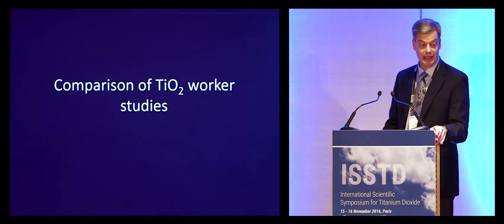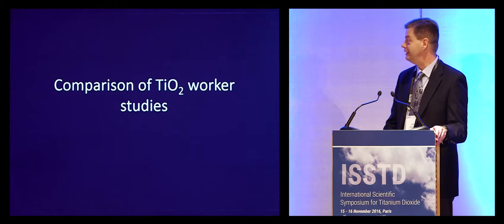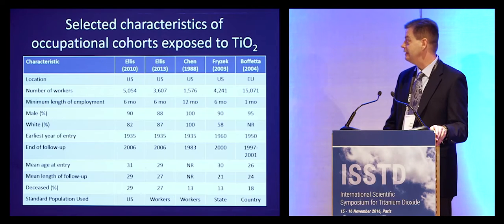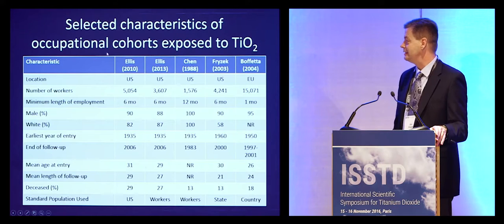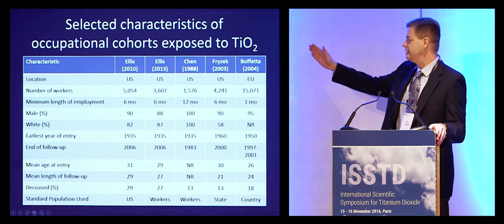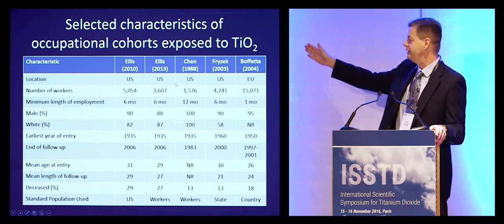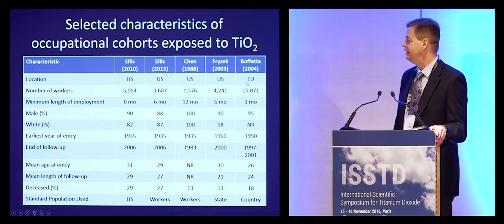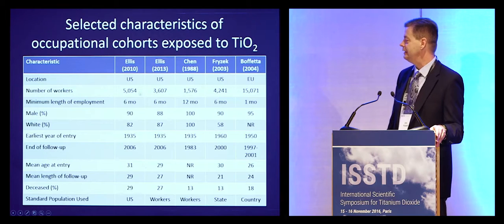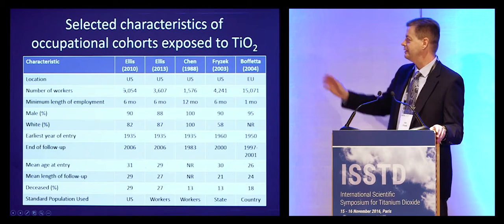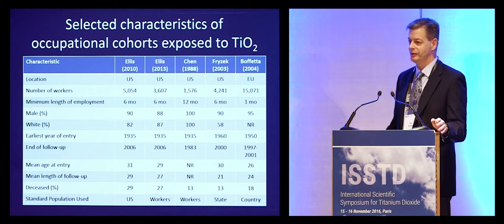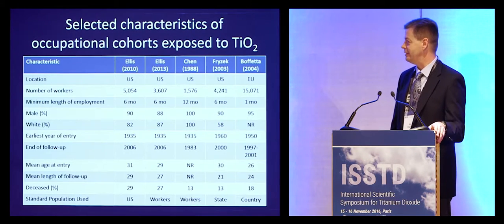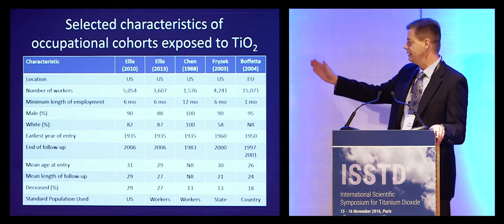Okay, next, for my last 5 minutes, I'm going to go over the other studies. The first 3 studies are the DuPont studies, and really they're similar cohorts. The Chen study is a little bit smaller, and then the 2 Ellis studies build on that. The Ellis study from 2013 is really a subset of the Ellis study from 2010. The 2013 study is a subgroup who has very detailed information on their job histories, so they wanted to make sure that they had good information.